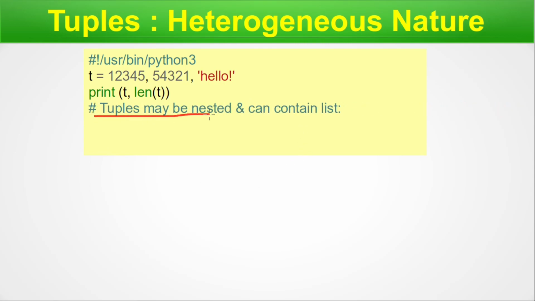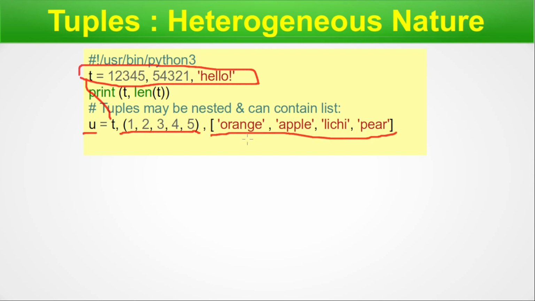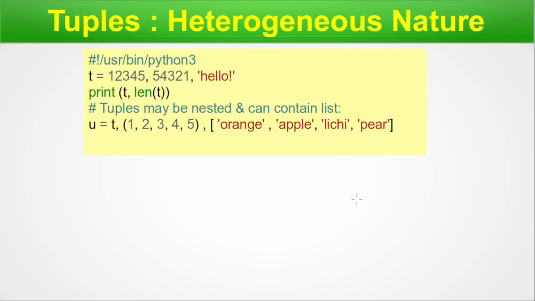Next, tuples may be nested and can contain a list. Since this is heterogeneous in nature, it can contain a list too. So you can see a tuple is not a list. It's a specially featured data structure which looks like a list, but it has some more features and some restrictions. Here you can see this is our next tuple, where the first element is a tuple itself, t, which we defined earlier. The next element here is again a list of numbers, that is 1, 2, 3, 4, 5. Another list is there of orange, apple, lychee, pear. So these are the fruits and we have them inside the tuple. So you can see how the heterogeneous nature can take various forms in this example.